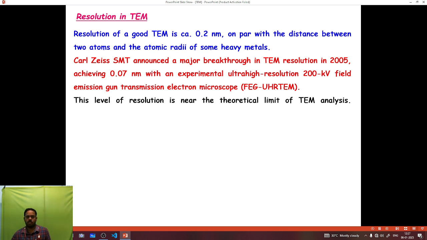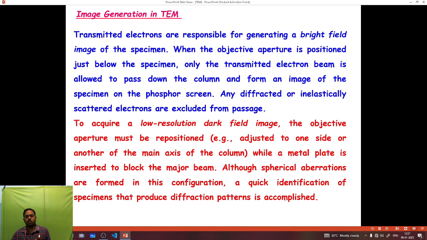So from this information we can come to know that from the TEM image we can clearly see the presence of atoms in the sample. Atomic level resolutions can be easily identified through the transmission electron microscopic images. So how is the image generated through transmission electron microscopy?